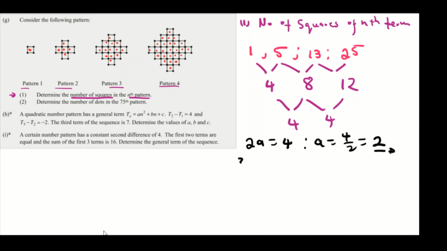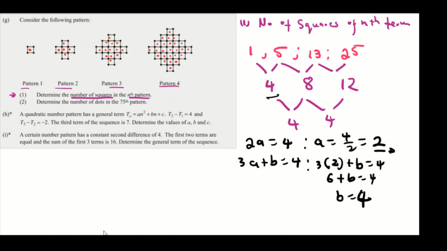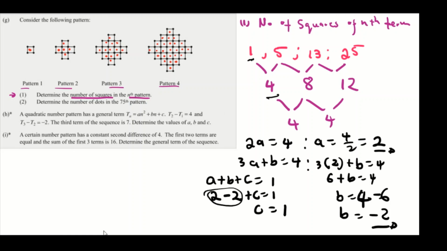Then 3a plus b is equal to the first term of the first differences, which is 4. So 3 times our a value of 2 plus b equals 4, so 6 plus b equals 4. Transposing the 6 to the other side, we have 4 minus 6, so b equals minus 2. Then a plus b plus c is equal to the first term of the sequence, which is 1. Our a value is 2, our b value is minus 2, plus c equals 1. So this goes away, and c equals 1.